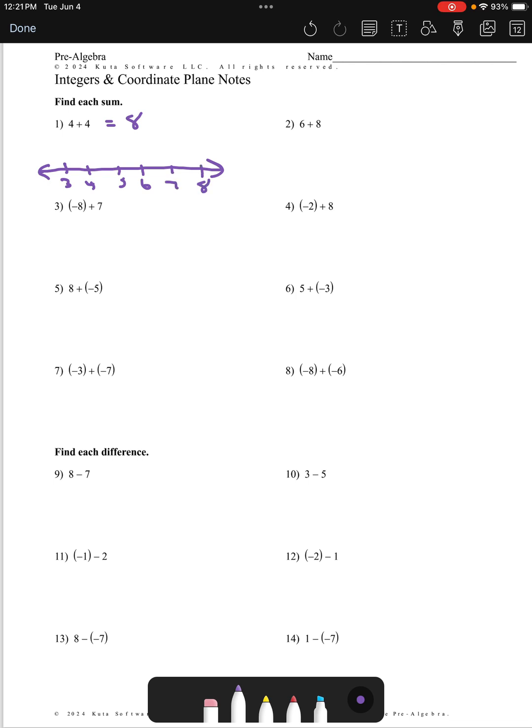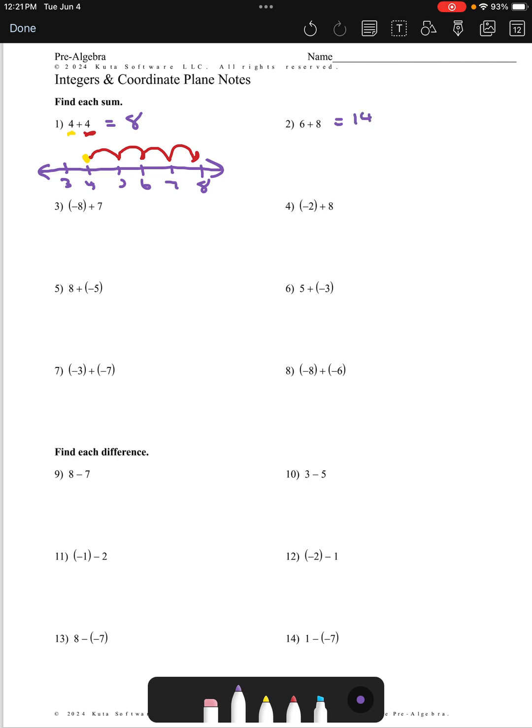So let's say we have ourselves a number line here. 4 plus 4, and I'm going to underline each part of this in a different color. 4 plus 4 means start at 4, and then move to the right 1, 2, 3, 4 places, which is why we land at 8. Okay, keep that in mind.